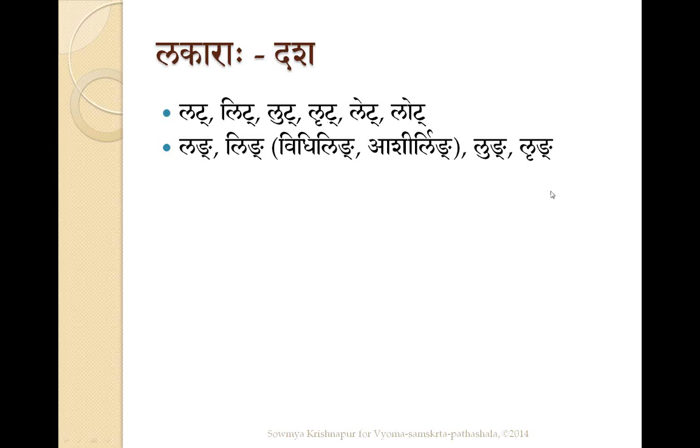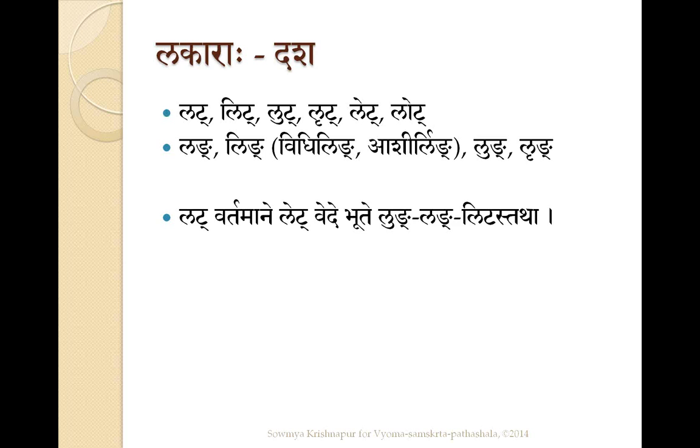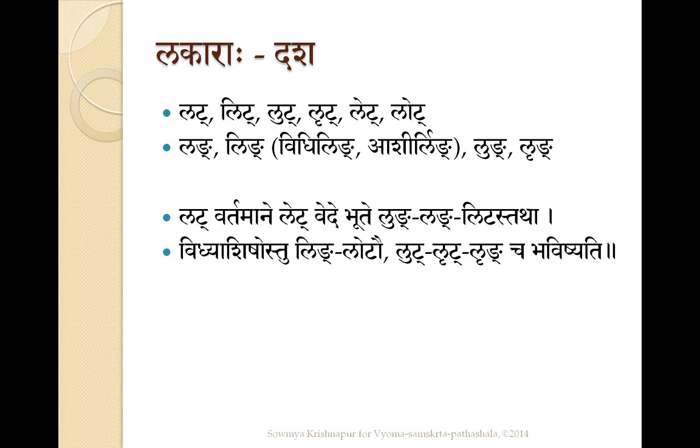Bhute lung lang lit tatha. So in bhutakala you have lung, lang and lit, 3 lakaras. Vidhyashishostu ling lotau. The ling lakara and lot lakara are both used in the sense of vidhi and ashih. Okay, we will understand the meanings of vidhi and ashih later. Generally, it means an order or request, and ashih is desire for something. Vidhyashishostu lutau, lut, lrit, lrun cha bhavishyati. So there are 3 lakaras for bhavishyat: lut, lrit and lrun. It's actually lut and lrit for bhavishyat kala, whereas lrun is used in a very special sense, which we will see later. So this is just a karika which generally sums up the meanings of the lakaras.